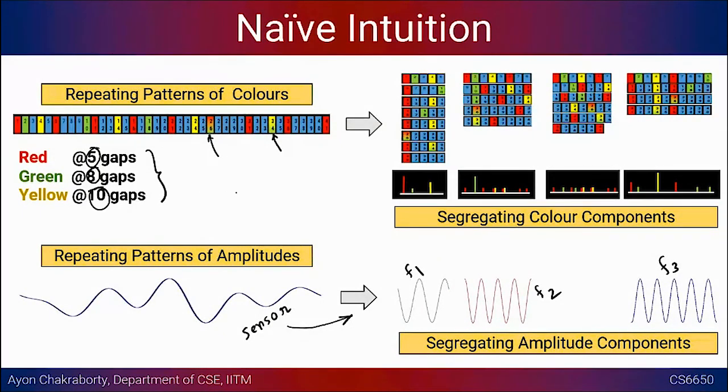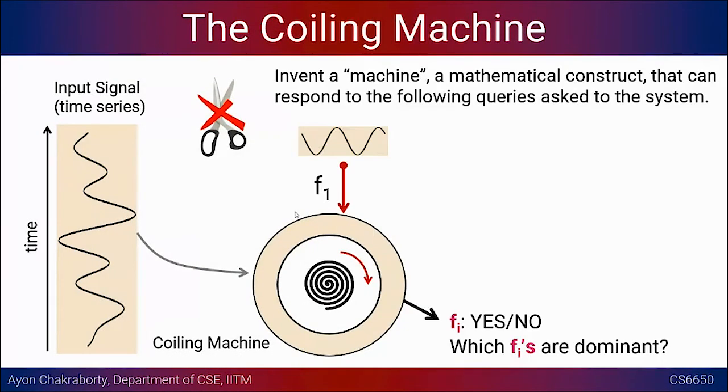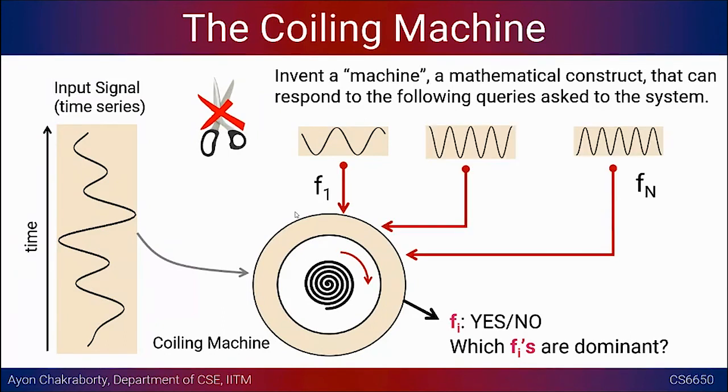If you ask whether any color was repeating at, let's say, 7 gaps, you will say no. If you say 10, you will say yes. The answer is yellow, right? In this case, we don't have any colors per se, but you have to deal with some kind of amplitude. So similarly, like F1, you might have other frequencies also. You can ask the system whether each one of these particular frequencies was present or not.